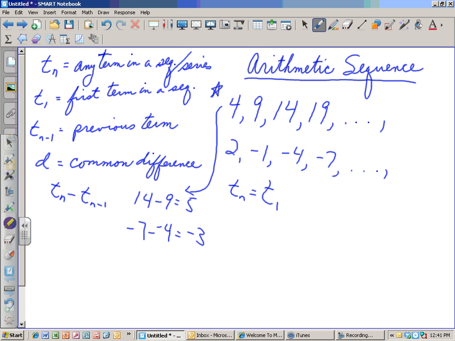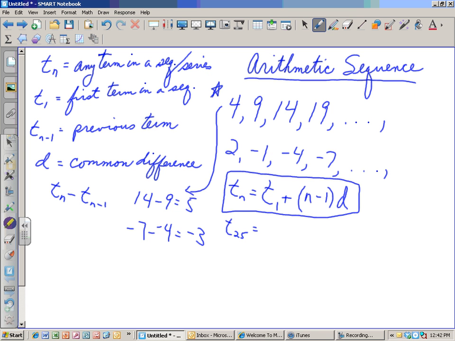T1, we know T1 is the first term, plus n minus 1 times D. And this is the formula that we're going to be using today. And that is an explicit formula. All right? So we're going to take that first sequence up there, 4, 9, 14, and 19, and we want to find the 25th term.